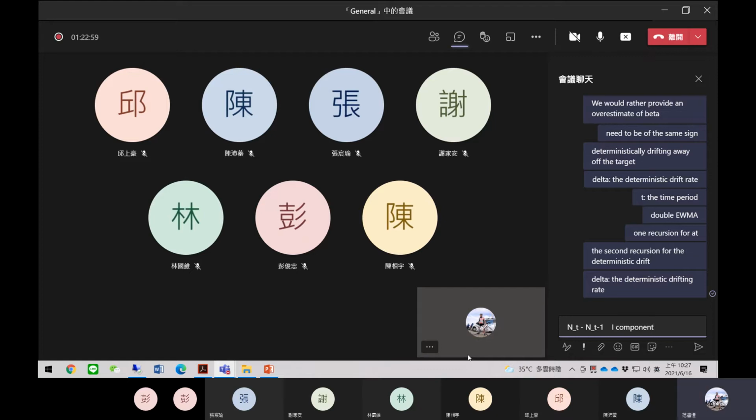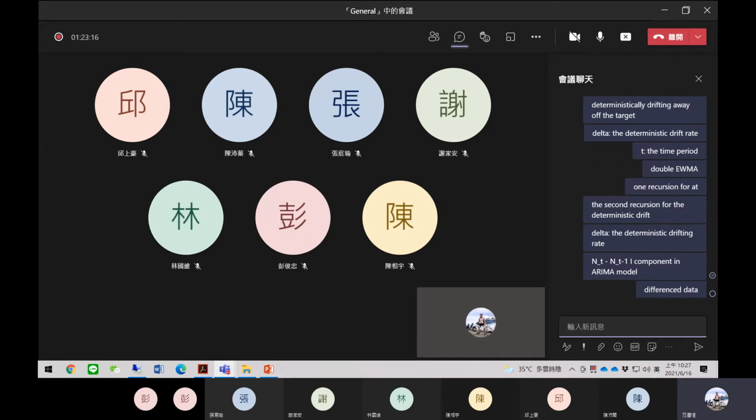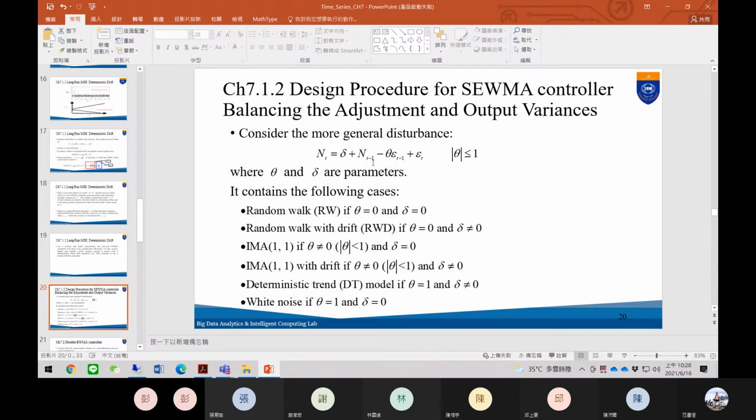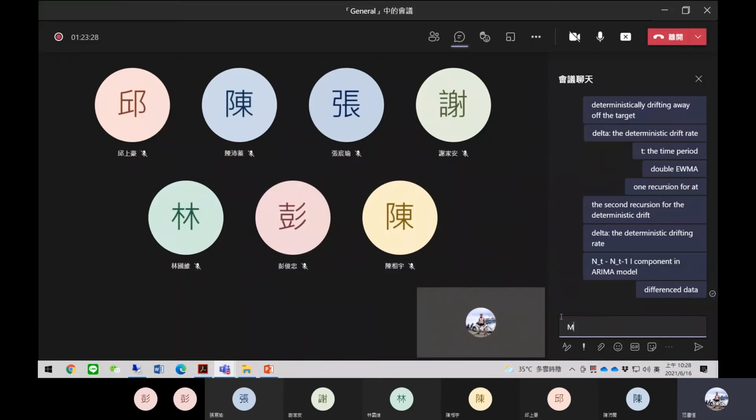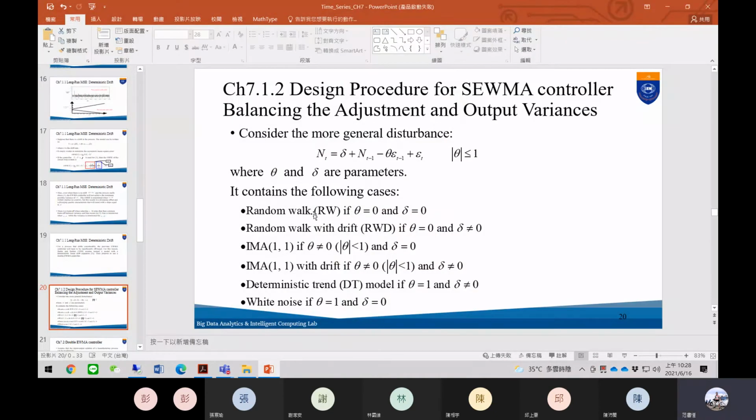In a Riemann model, this is N_t, this is difference data. And right here, epsilon_t minus theta epsilon_{t-1} is a moving average, the moving average of order one. So it contains the following cases.